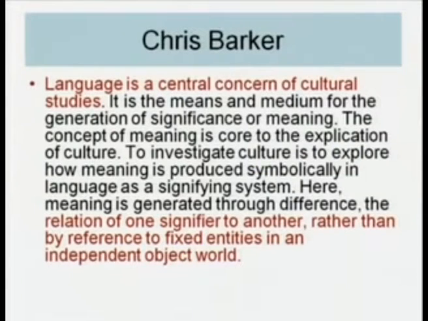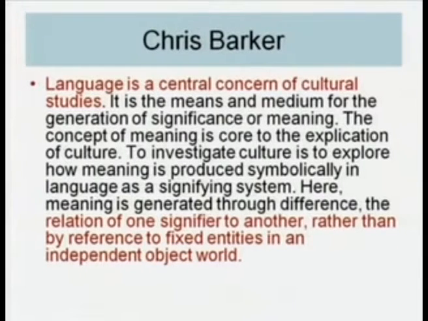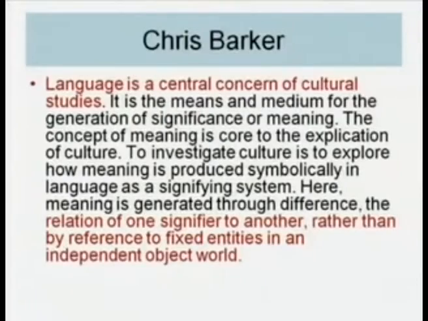Then also, understanding cultural studies entails recognizing the fact that language really is what Chris Barker calls a central concern in cultural studies. So, according to Chris Barker, language is a central concern of cultural studies. It is the means and medium for the generation of significance or meaning.